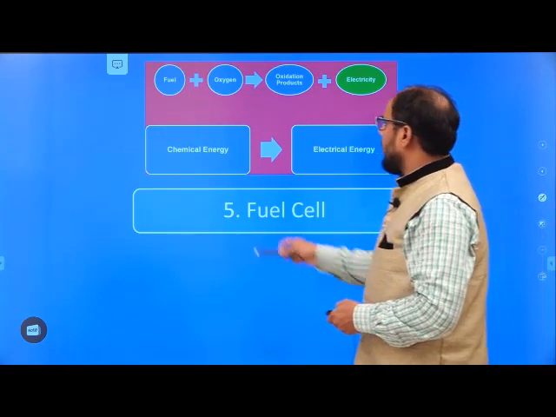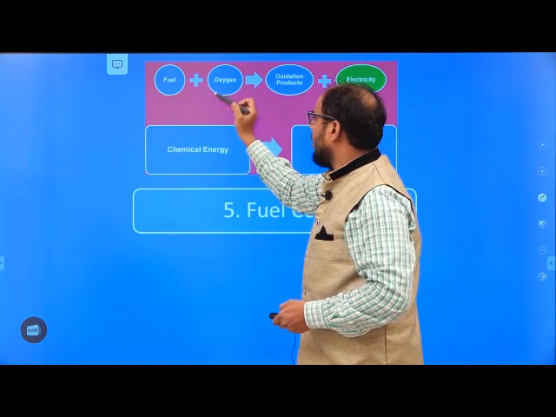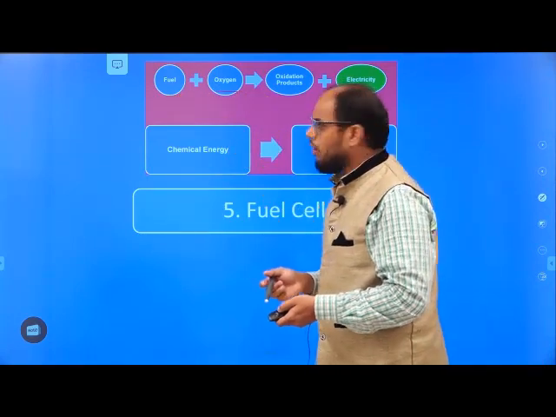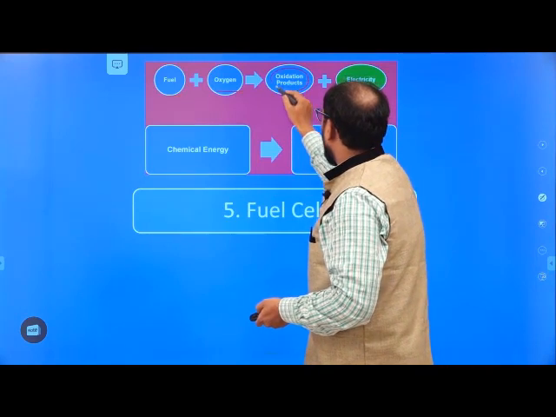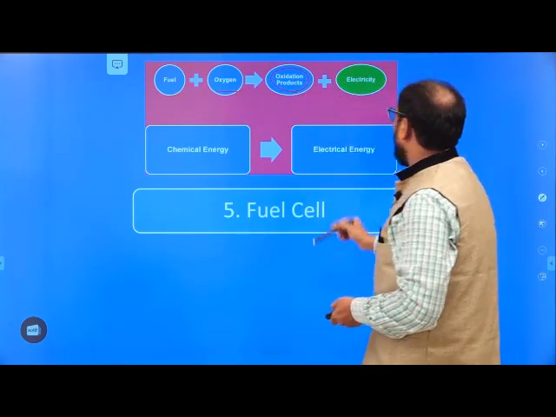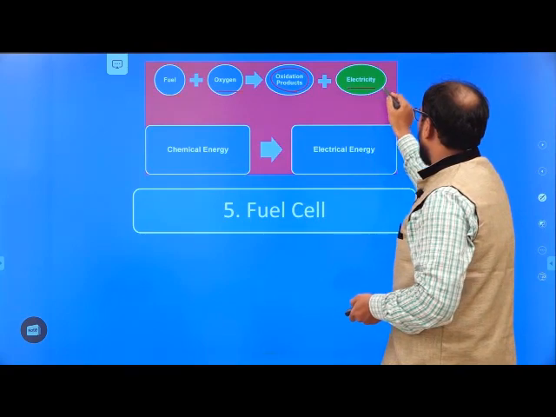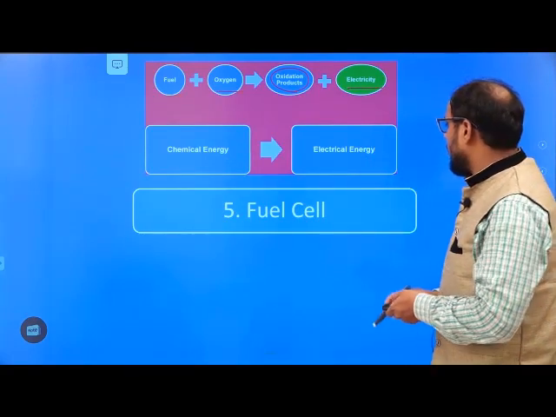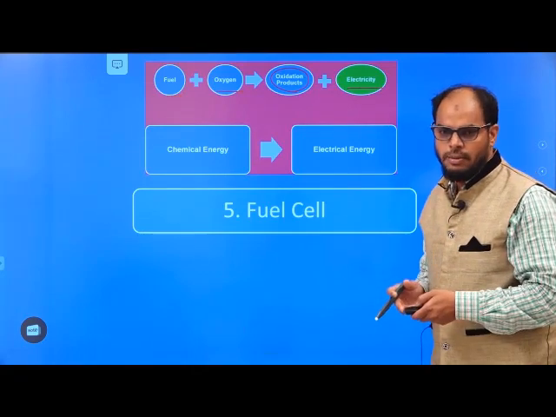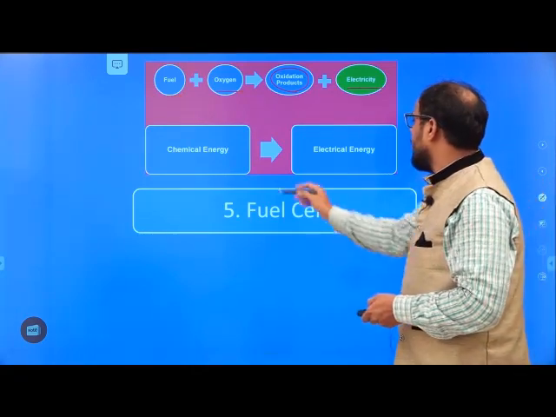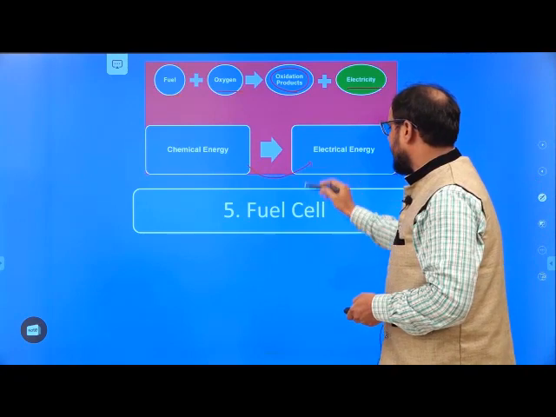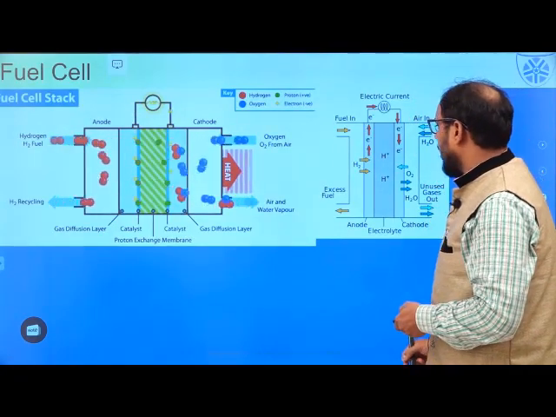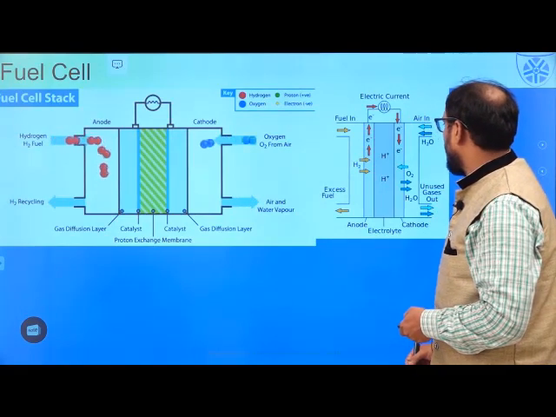For a fuel cell, we definitely require fuel, and we also require oxygen, because without oxygen a fuel cannot be oxidized. And during this oxidation process, it releases energy in the form of electricity. So for a fuel cell, we definitely require a constant supply of fuel, where the chemical energy is converted into electrical energy. Let us try to understand the common fuel cell, that is the hydrogen oxygen fuel cell.